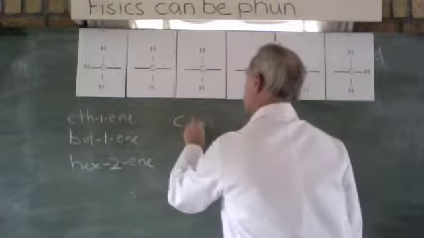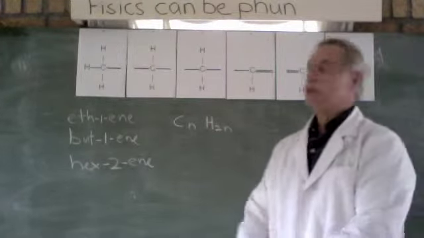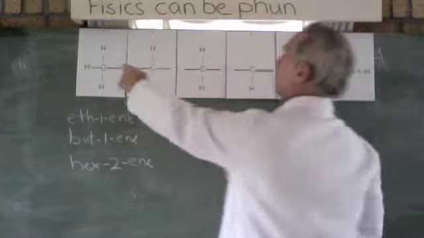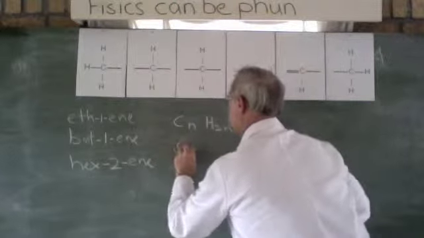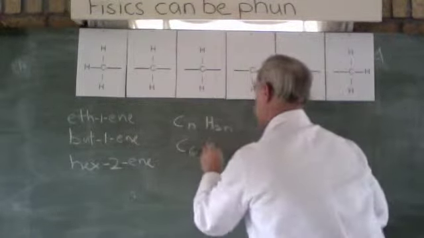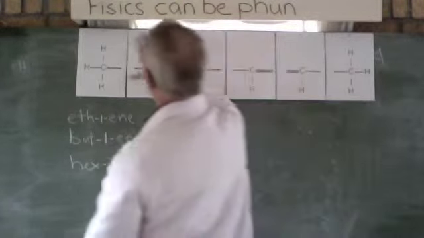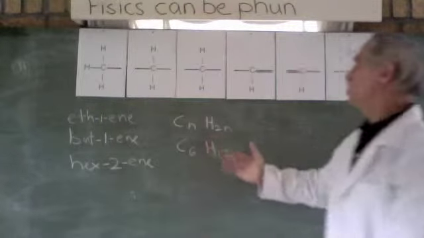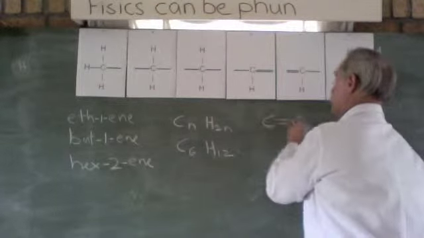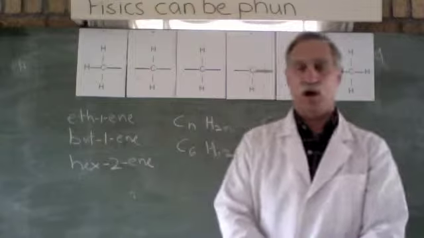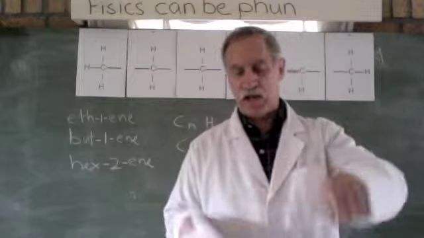The general formula for the alkenes would be CnH2n. That's the general formula. If we were to look at this one, for example, how many carbons? 1, 2, 3, 4, 5, 6. N stands for the number of carbons, so it would be C6H12. And is that correct? 3, 4, 5, 6, 7, 8, 9, 10, 11, 12 hydrogens. So there's our general formula. And the functional group is a double bond between the carbons.